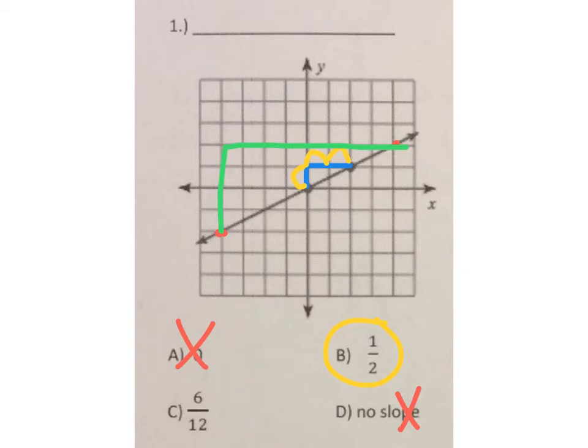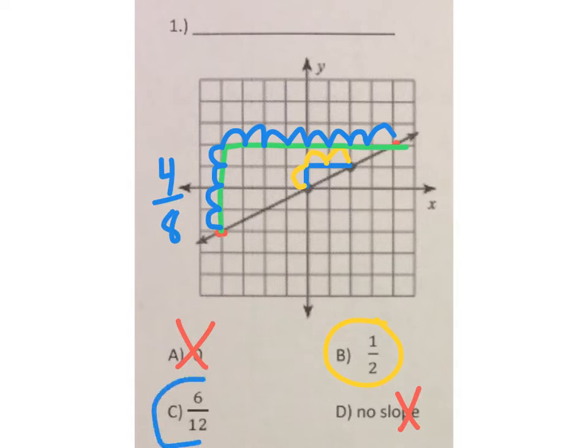That would rise 4 and it would run 8, 2, 3, 4, 5, 6. Yeah, that runs 8, and 4 out of 8 also reduces to 1 over 2. So I am thinking that if the graph continued, 6 out of 12 would be the other slope because that does reduce to 1/2.